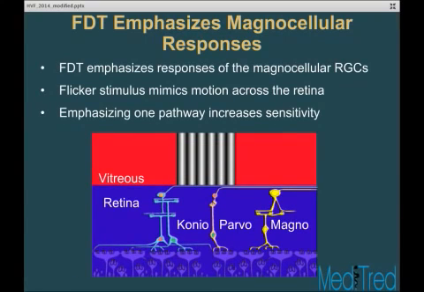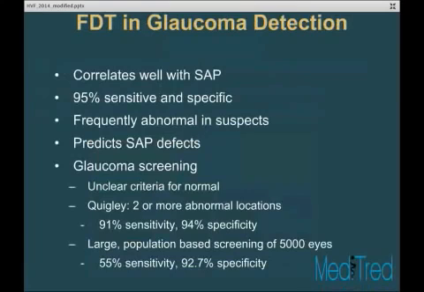And by doing that, we can hopefully improve our detection of that early disease. So how well does FDT work in detecting early glaucoma? Well, when comparing established visual field defects, they tend to correlate fairly well with standard automated perimetry, having a very high sensitivity and specificity for detecting defects that are already there on standard perimetry. It's similar to SWAP, though.